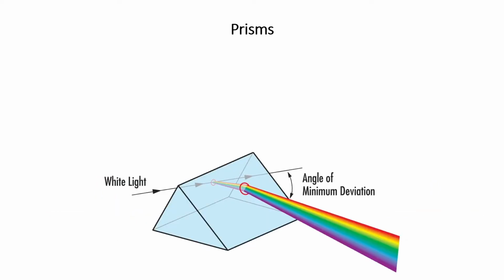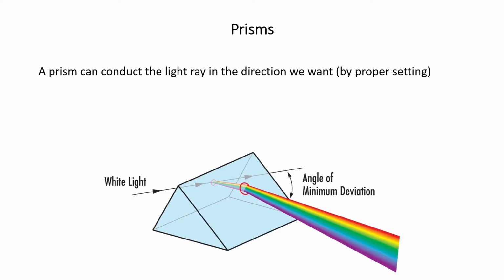Another useful optical device is the prism. The prism is mostly used for conducting the light ray in the direction we want. As we will see in the next chapters, the refractive index depends on the wavelength. So, if we shine the prism with a white light ray, which includes a spectrum of different wavelengths, then the angle of deviation is different for different colors or different wavelengths.